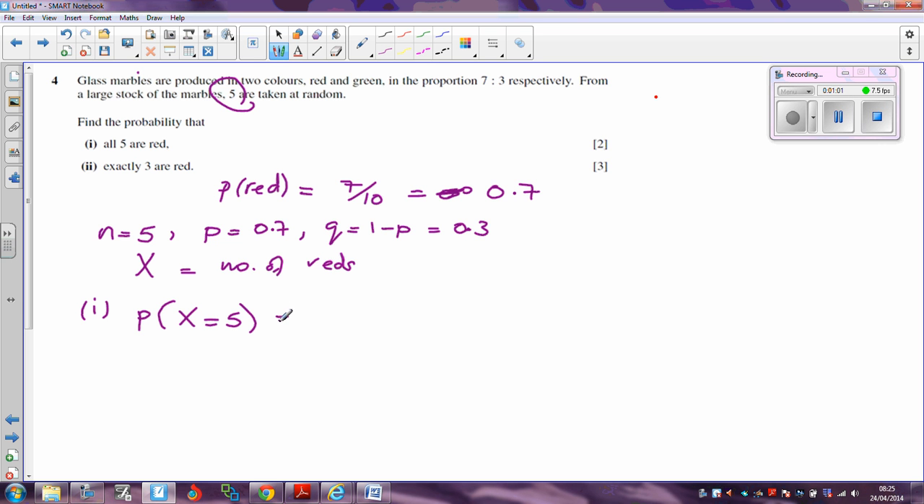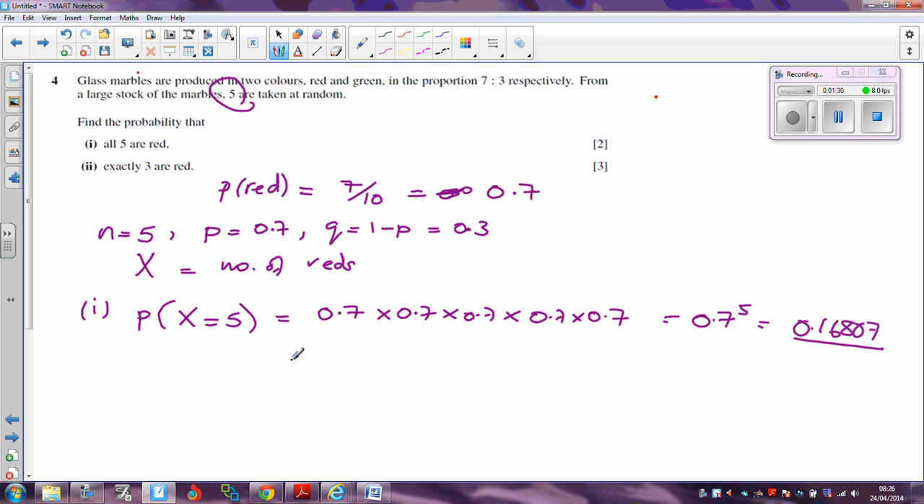Now you can either do this logically by saying if you've got 5 marbles and you know that the probability of any one of those marbles being red is 0.7, then the probability of getting 5 marbles which are all red is 0.7 times 0.7 times 0.7 times 0.7 times 0.7, which is 0.7 to the power 5, and that comes out as 0.16807. Or you can use the binomial formula.